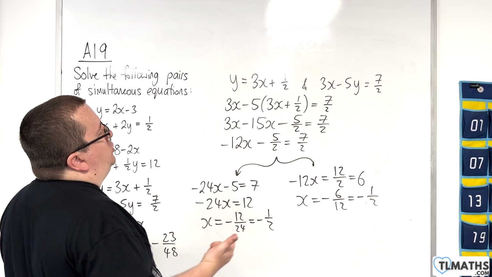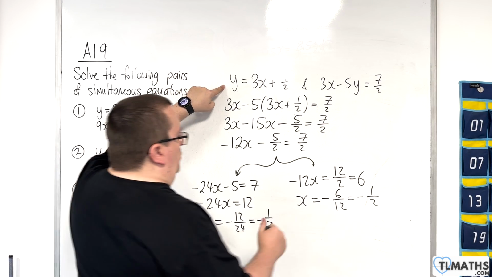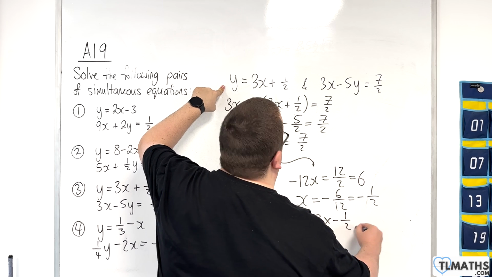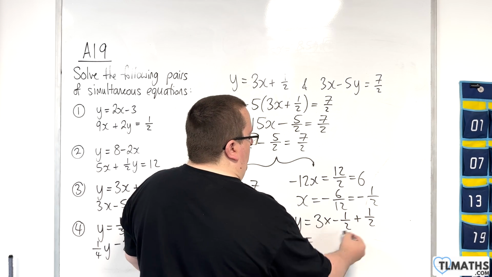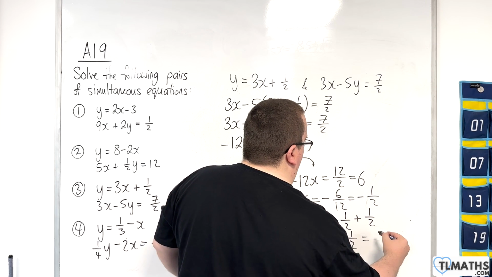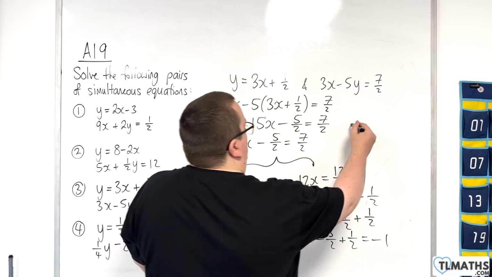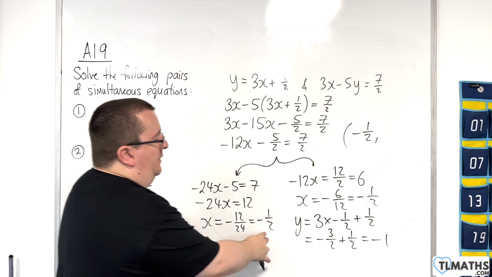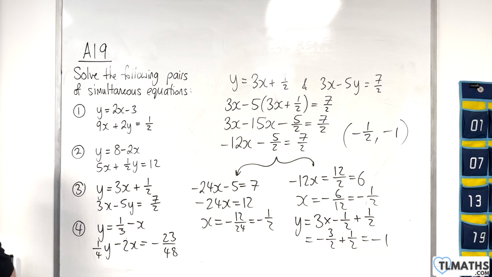Then we need to substitute that into either of the two equations. This will be the easiest one. So y equals 3 lots of minus 1/2 plus 1/2. So 3 lots of minus 1/2 is minus 3/2. Plus 1/2 is minus 2/2, which is minus 1. And so the two graphs intersect at minus 1/2, minus 1. Okay?